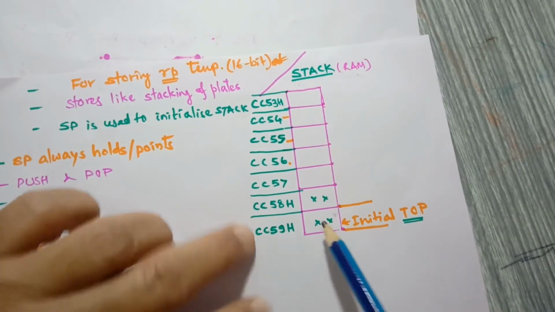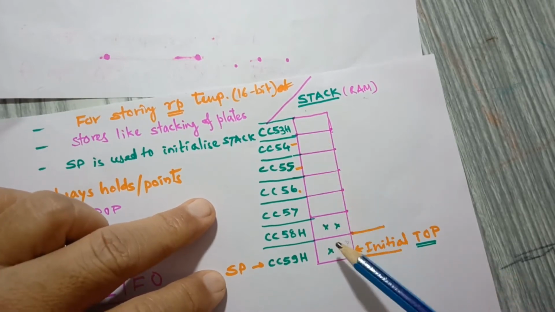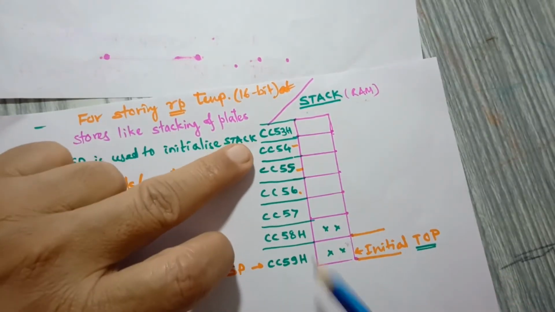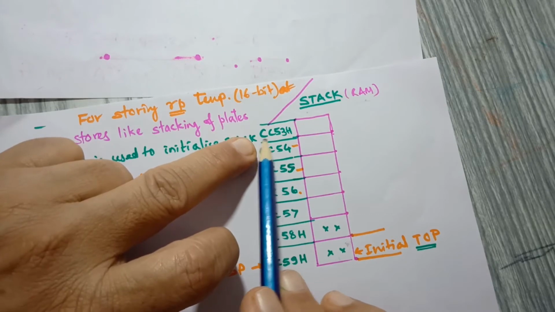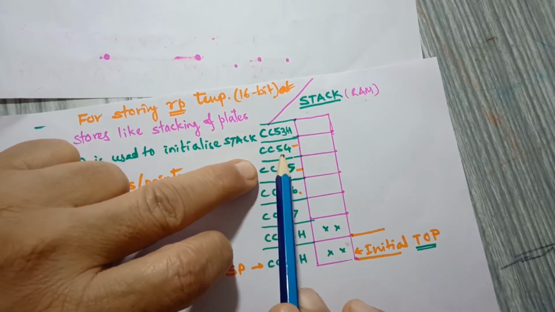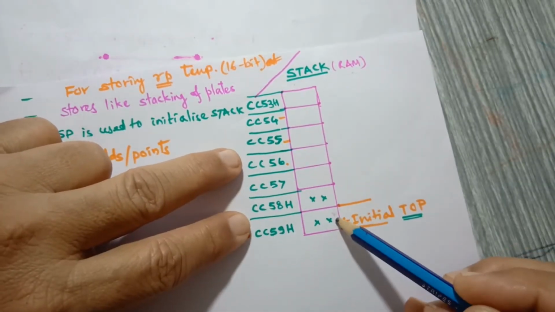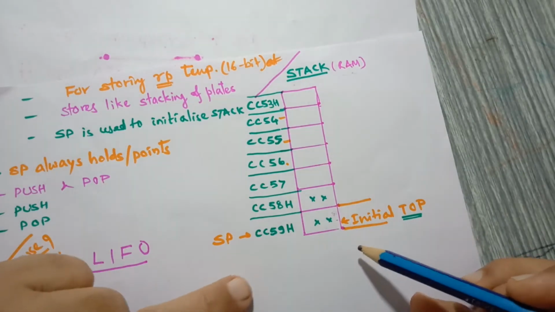Okay, see that these red boxes indicate the RAM locations, and for sampling I am giving you some addresses, CC53 hex, CC54 hex, and so on. So you can call this a stack.